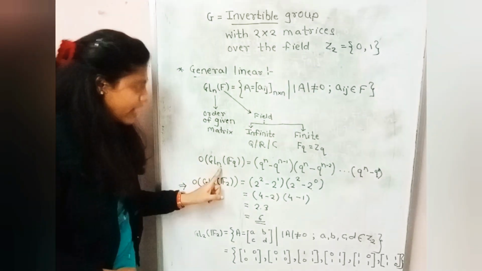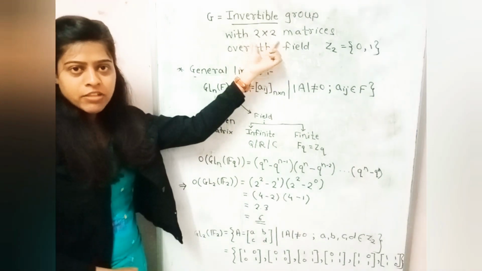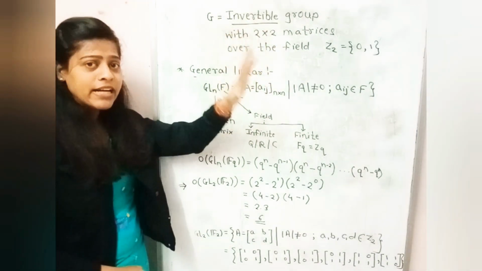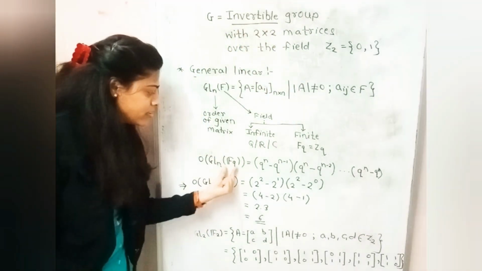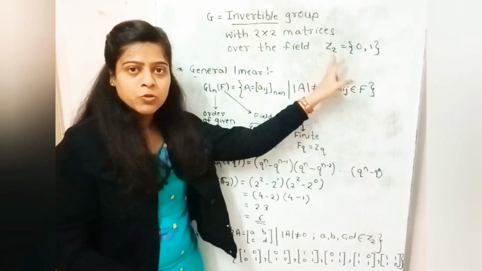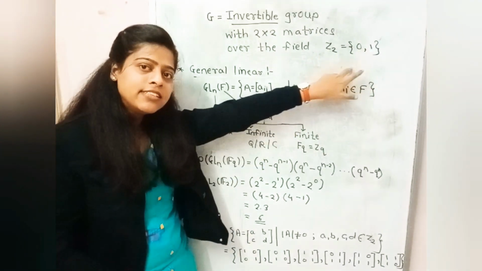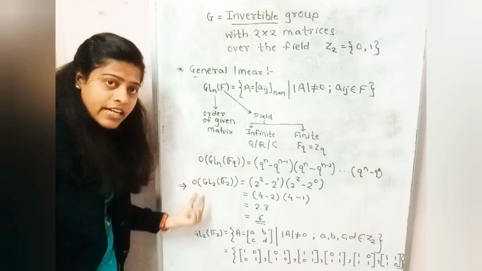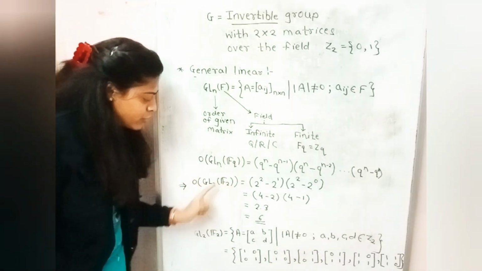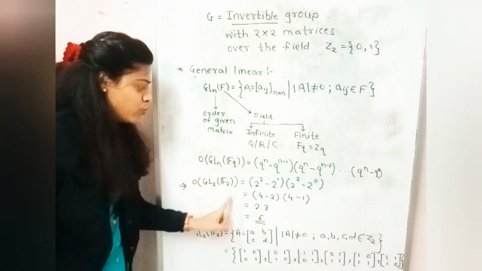So here n is equal to 2, because we have 2 cross 2 matrices, that is matrices of order 2. And F_q is nothing but Z2, which contains 2 elements, that is 0 and 1. So we can write the order of GL_2(F_2). So n is equal to 2 and q is equal to 2.